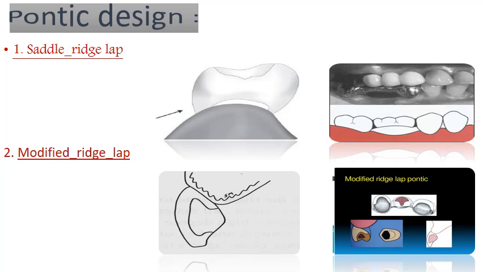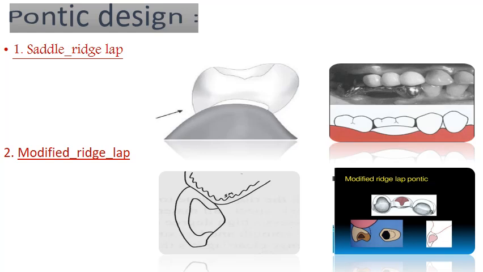Pontic design. A pontic is a part of a fixed partial denture that replaces missing teeth. The pontic must achieve an aesthetic appearance and prevent tissue irritation. The basal surface of the pontic must be well polished and smooth to preserve the health of the periodontal tissue.